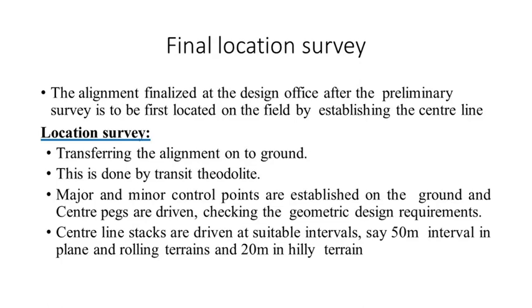Okay, so the alignment finalized at the design office after the preliminary survey is to be first located on the field by establishing the center line. So location survey is transferring the alignment onto the ground. Okay, next, this is done by transit theodolite. Major and minor control points are established on the ground and the center pegs are driven.